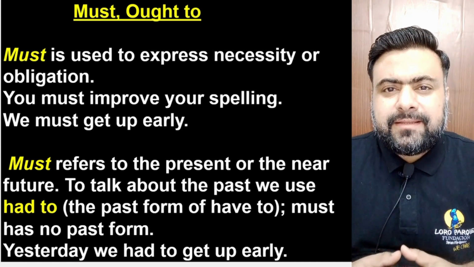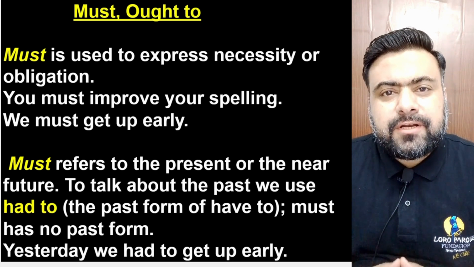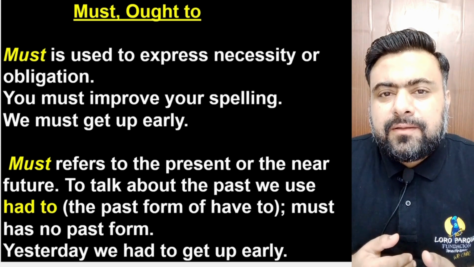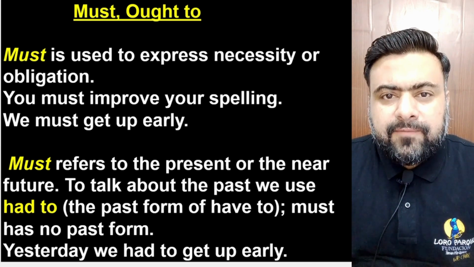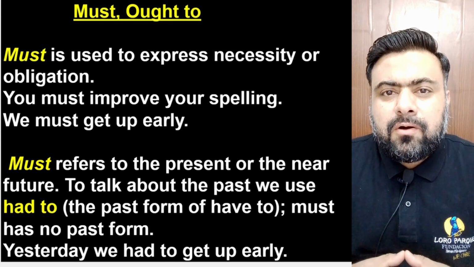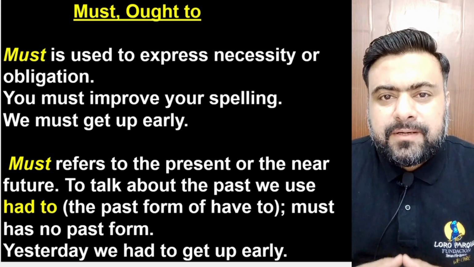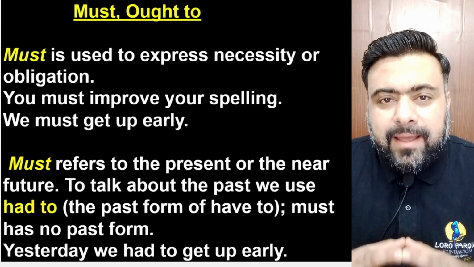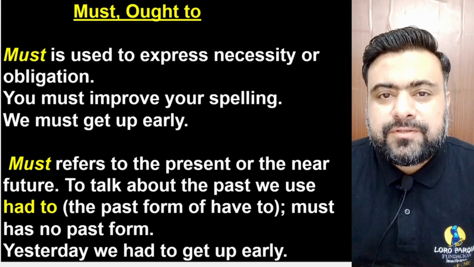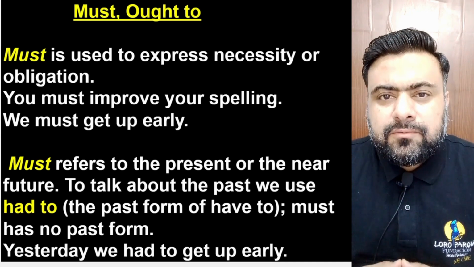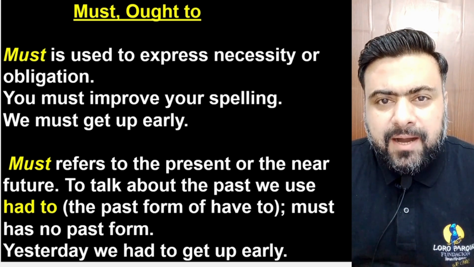Must is used only in the present tense. For the past tense, we use had to instead of must. For example, you must get up early. This is the present and the future. But if we have to express an obligation or necessity in the past, we will say, he had to get up early in the morning. You had to improve your spelling. So, must is used for the present and future, while had to is used instead of must to express necessity or obligation in the past.